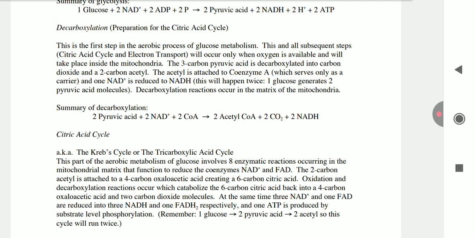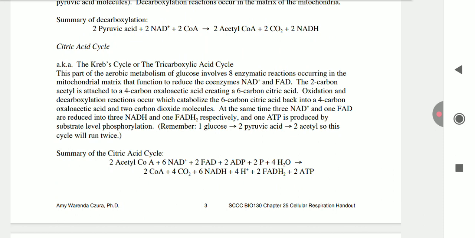Citric acid cycle, the Krebs cycle or the tricarboxylic acid cycle. This part of aerobic metabolism of glucose involves 8 enzymatic reactions occurring in the mitochondrial matrix that function to reduce the coenzymes NAD positive and FAD. The 2 carbon acetyl is attached to the 4 carbon oxaloacetic acid, creating a 6 carbon citric acid. Oxidation and decarboxylation reactions occur when catabolism of the 6 carbon citric acid breaks it down into 4 carbon oxaloacetic acid and 2 CO2 molecules.